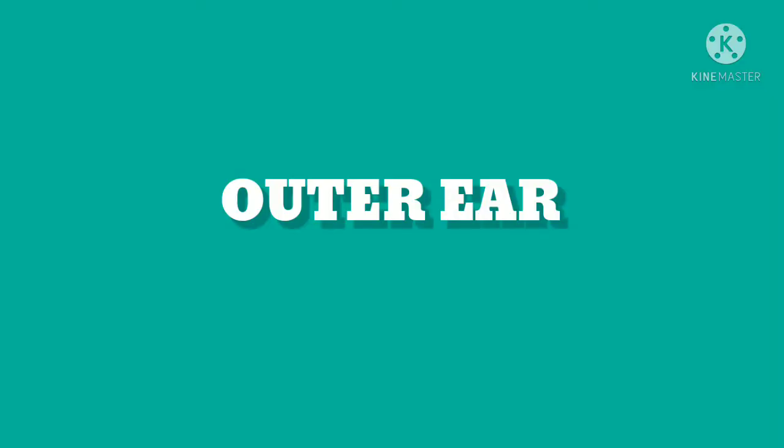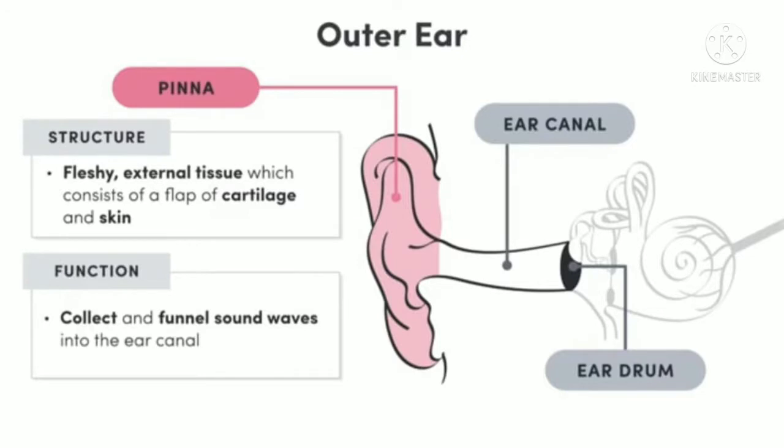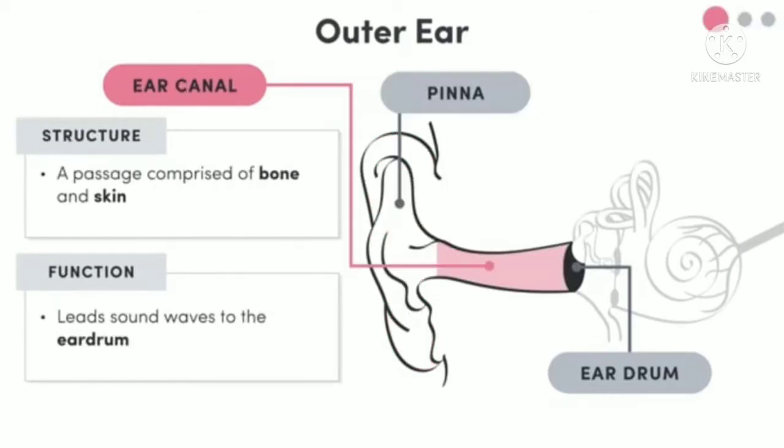Now we will learn about the outer ear. The outer ear contains the pinna, ear canal and eardrum. First we will learn about the pinna. Pinna is also called the auricle and it is made up of cartilage. Pinna is fleshy external tissue which consists of a flap of cartilage and skin. Functions of pinna: pinna collects and funnels sound waves into the ear canal.